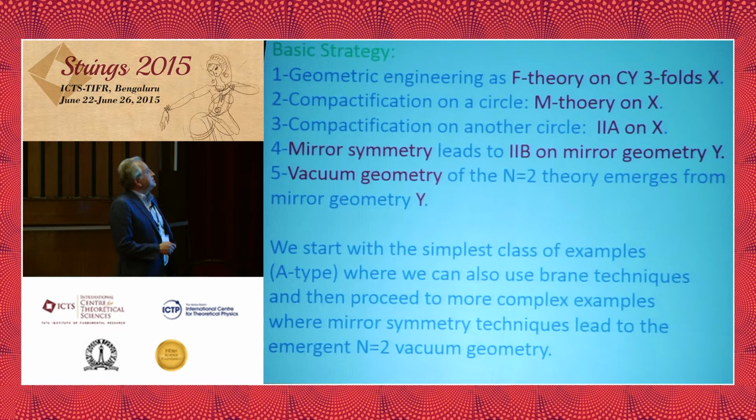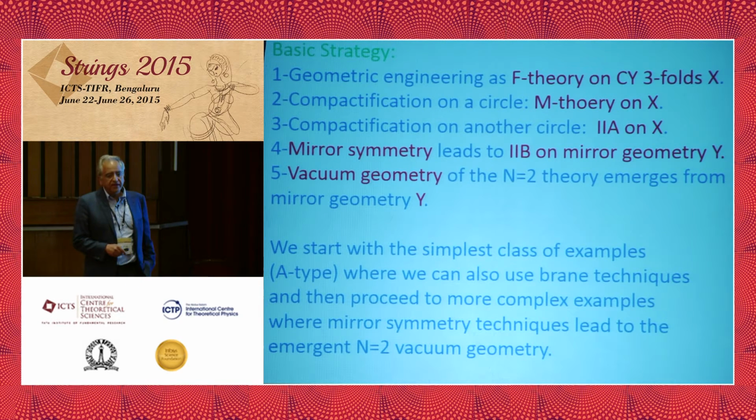And the basic strategy is the following. So we want to have these 6D theories. As Jonathan will mention, these theories can be geometrically engineered as F-theory on elliptic Calabi-Yau threefolds. We then compactify them on a circle, which leads to M-theory on the same manifold. So that's in 5D now, going from 6 to 5. We go one more dimension down to 4, another circle, so that this gives us a torus.